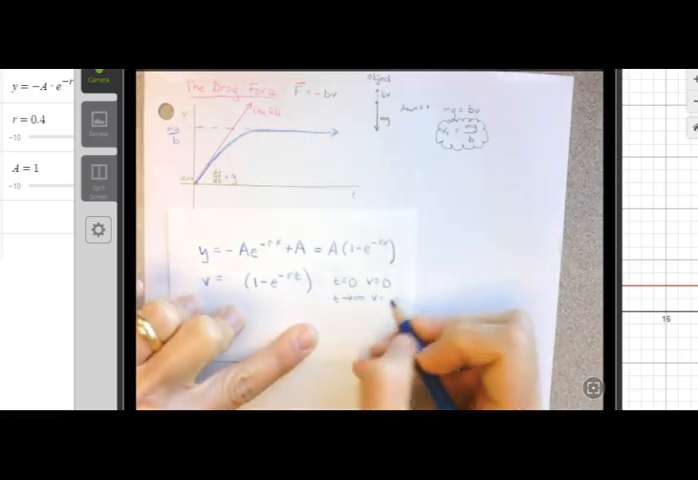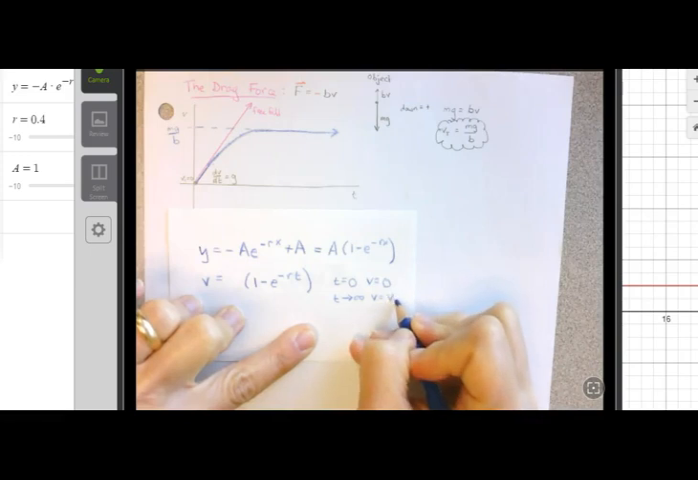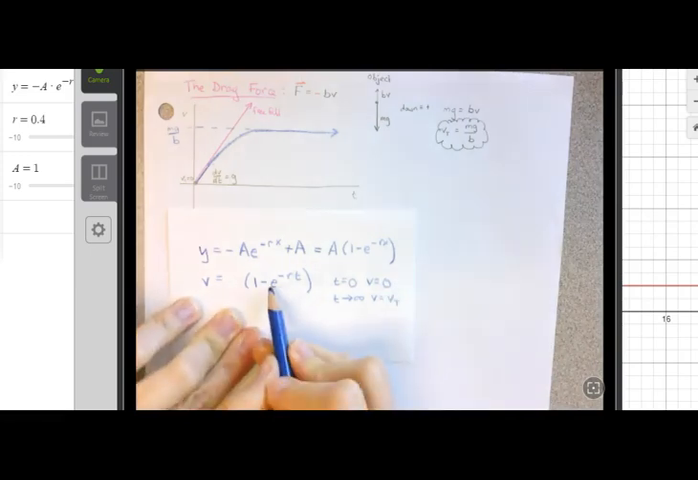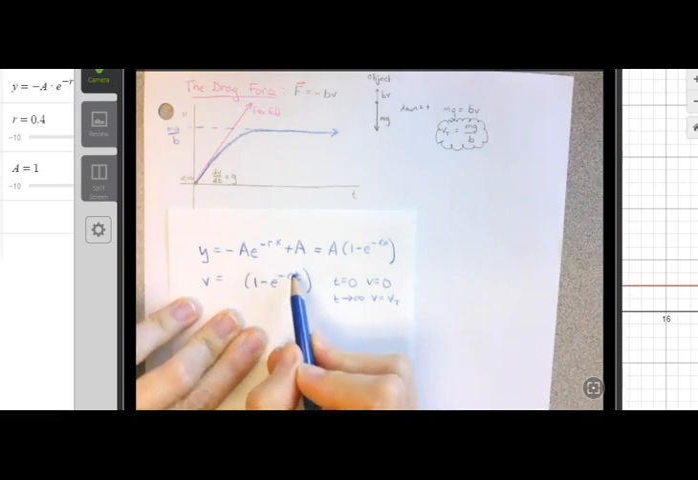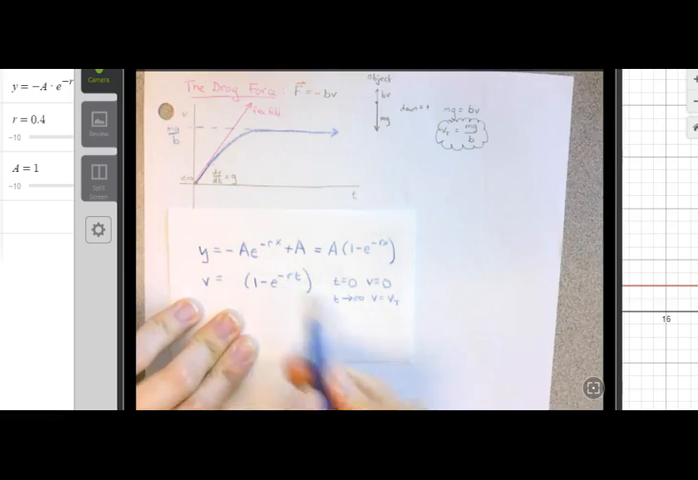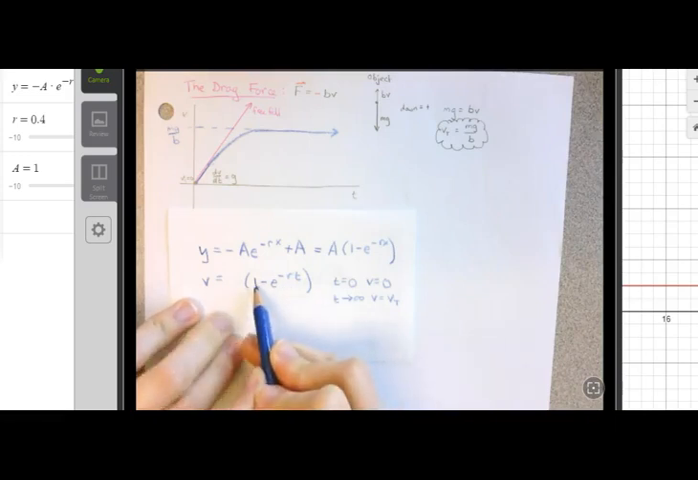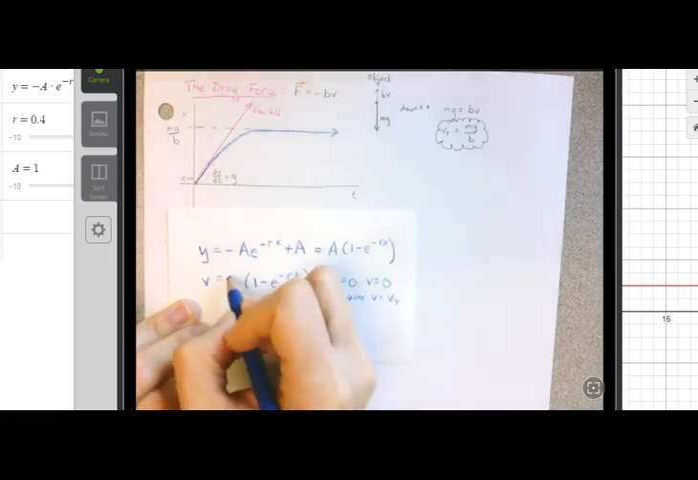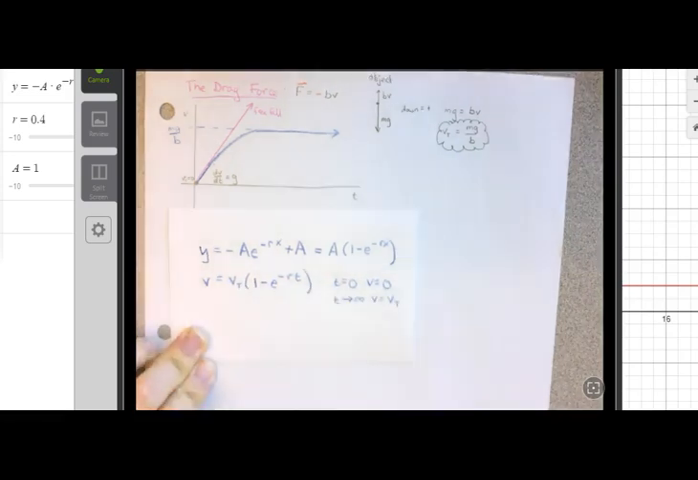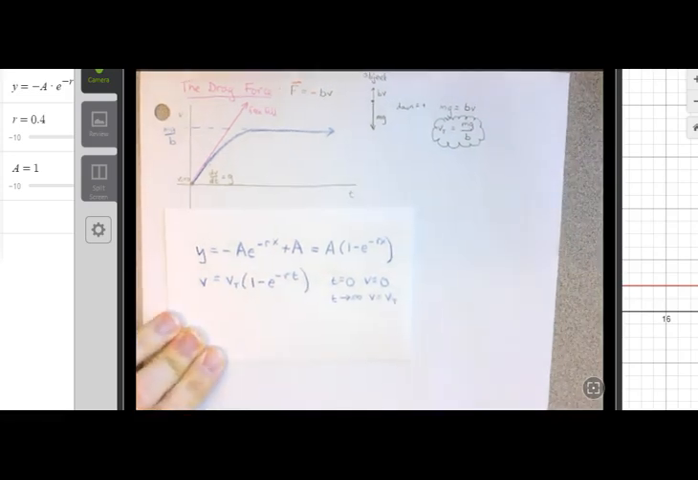After a long time, we should level off at our terminal velocity. e to the negative infinity is 1 over e to the infinity. That's 1 over a ridiculously huge number, which is, for all practical purposes, approaching 0. It's going to leave 1. 1 what? One of these. This is our initial value, and this is how we satisfy the condition.